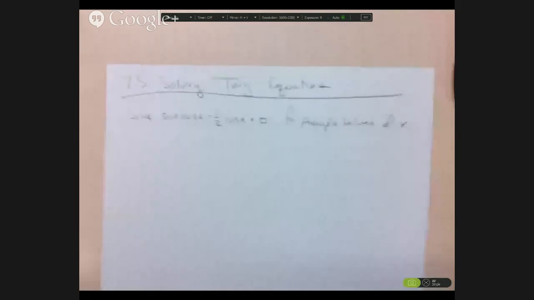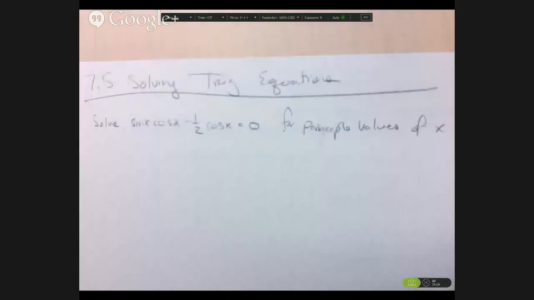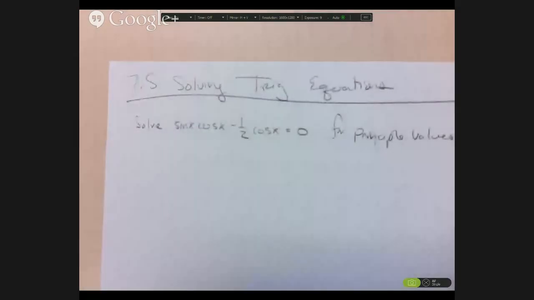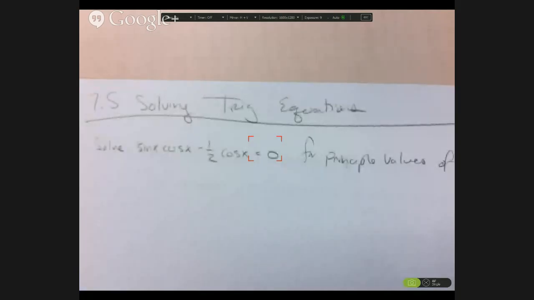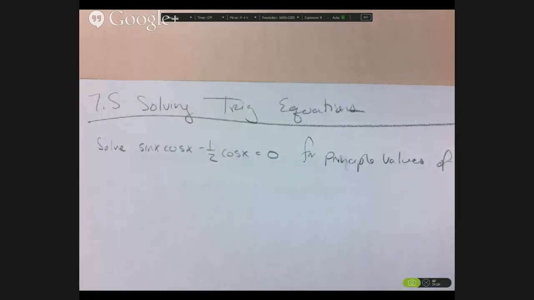Any ideas right off the bat? Anybody see what possibly we could do? We're trying to isolate x here. All right, so what could we do to isolate x? You can't cancel them, but you can factor them out.